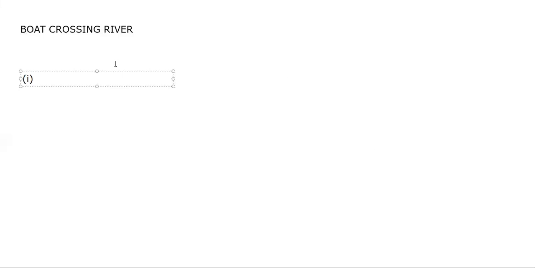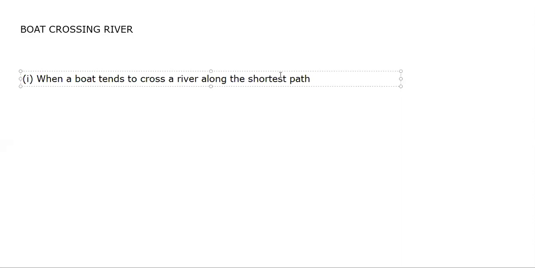So the first part that we are going to discuss is when a boat intends to cross a river along the shortest path. What it means, I will just show it to you. What this means, when the boat tends to cross a river along the shortest path.